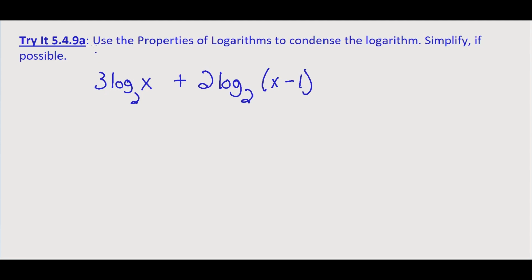First off, we need to identify we have the same base, so that's a good sign. Now we have these constants out front, and in order to combine the logarithms, in order to condense them, we're going to have to get rid of those constants that are out front. So that means that we're going to use the power property.